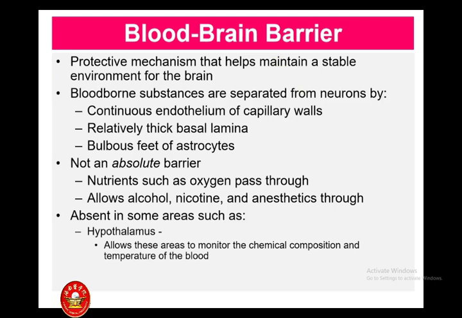Talking about the blood-brain barrier, it is a protective mechanism that helps maintain a stable environment for the brain. Blood-borne substances are separated from the neurons by the continuous endothelium of the capillary wall, a relatively thick basal lamina, and the bulbous feet of astrocytes. It is not an absolute barrier actually. Nutrients such as oxygen pass through, and it also allows alcohol, nicotine and anesthetics through. It is absent in some areas such as the hypothalamus, which allows these areas to monitor the chemical composition and temperature of the blood.